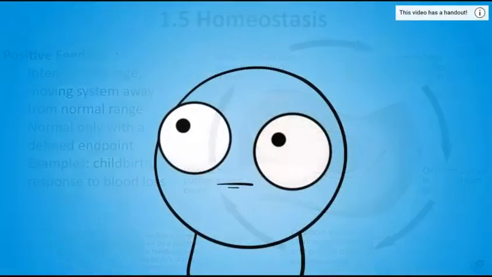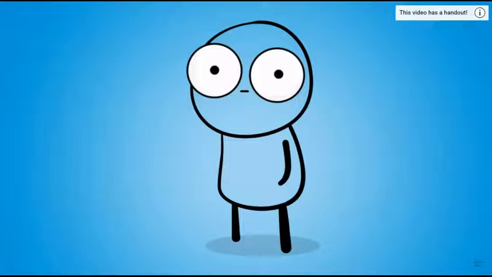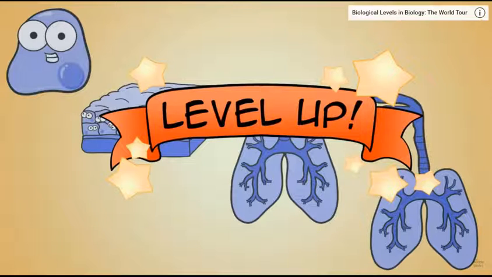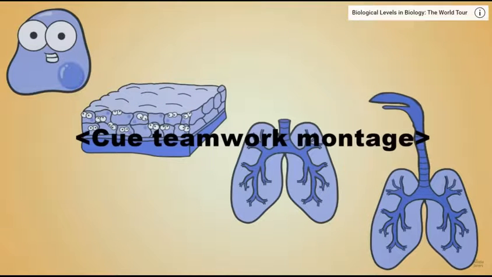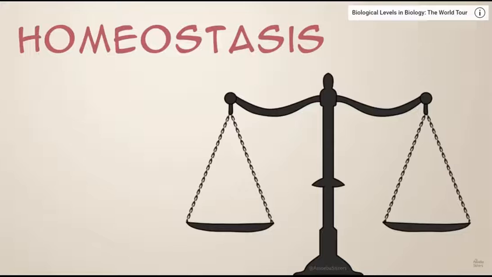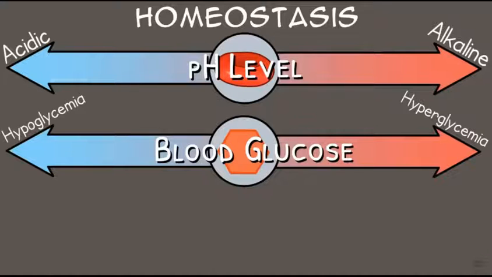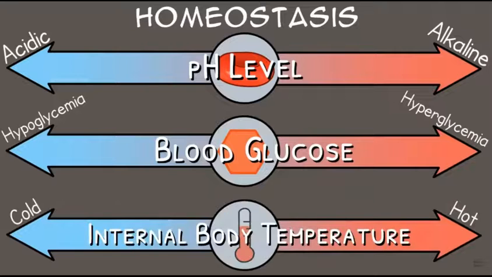Did you know just sitting here right now, you're doing something absolutely remarkable? Well, your cells, tissues, organs, organ systems, yes, we just leveled up those biological levels of organization, they're all working towards something called homeostasis. It's a state of balance. Yes, homeostasis means many things in your body. For example, that your blood stays within a certain pH level range. It means that your blood glucose remains within a certain range. It means your internal body temperature stays within a certain range.